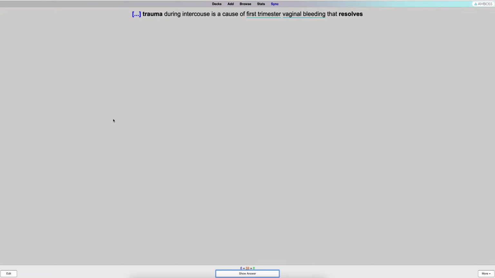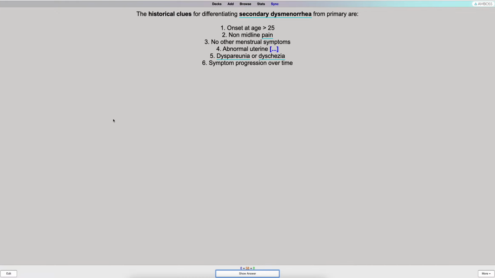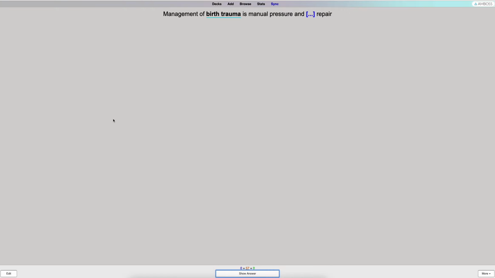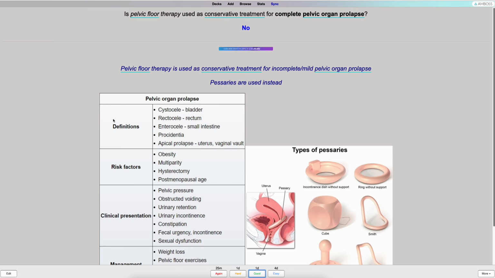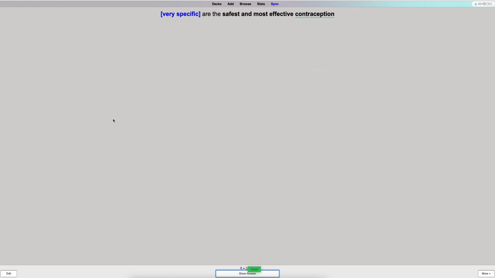Cervical trauma during the course is the cause of first vaginal bleeding results. The historical clues for differentiating secondary from primary abnormal uterine contraction. Mentioned birth trauma is main repair and surgical repair. Severe features of PID should be evaluated with transvaginal ultrasound. Before there can open for incomplete pelvic organ prolapse.